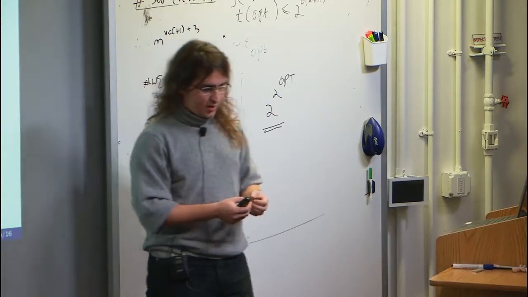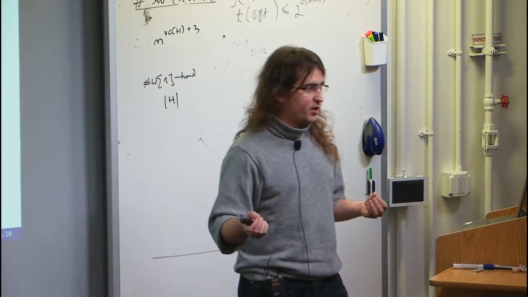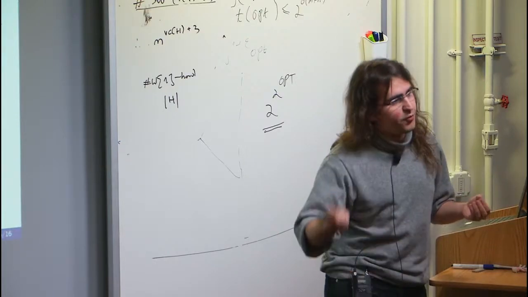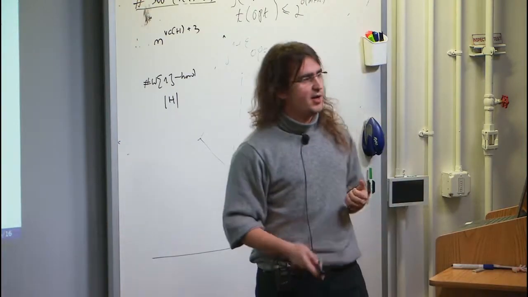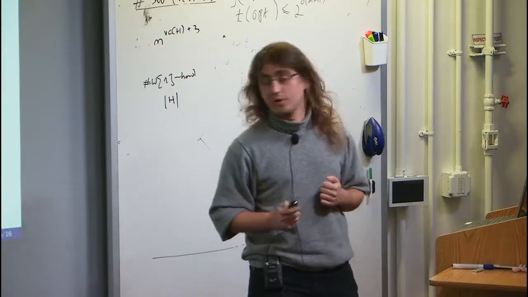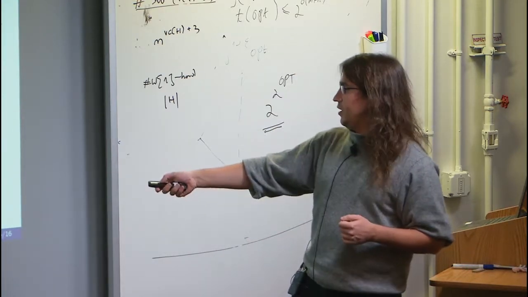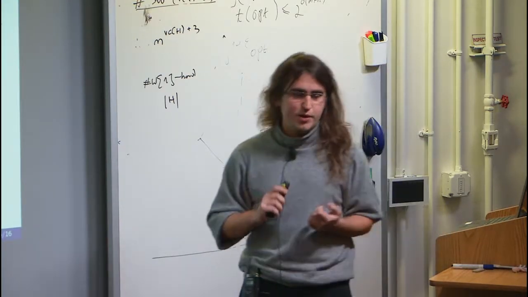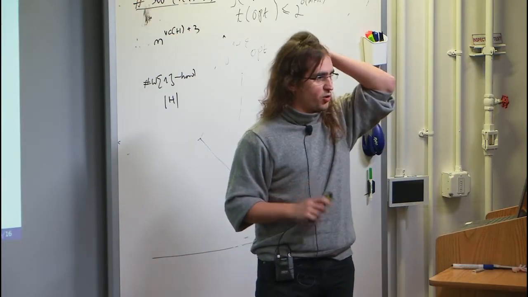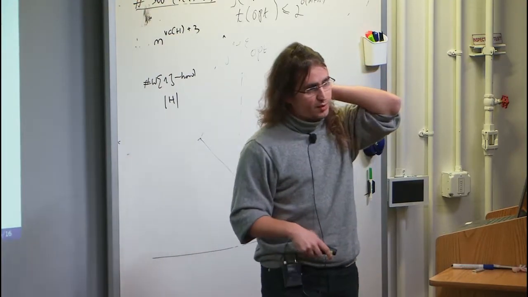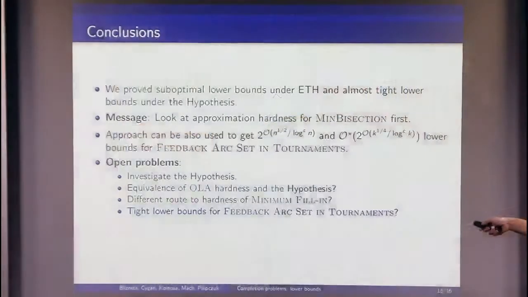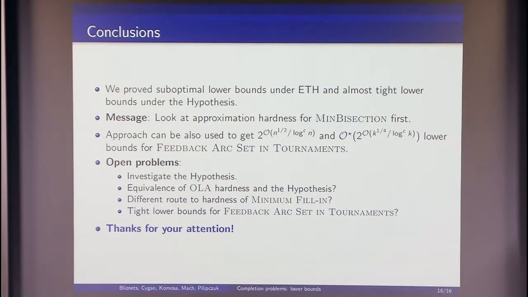So we have just looked at the known chain of reductions. Maybe there is some different chain of reductions that shows NP-hardness of fill-in that is better for working with the lower bounds. And finally, this is the problem that I actually started with when I was thinking about this project, namely the feedback arc set in tournaments. Once you look at this lower bound and see why you get only square root n and not n here, you see that there is a fundamental problem there. And we are so far unable to bridge this problem. Yes, and thank you for your attention.